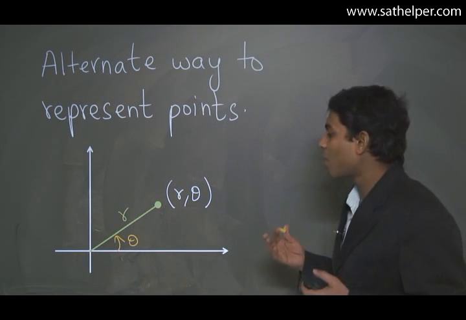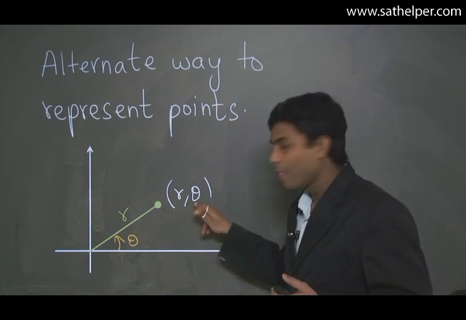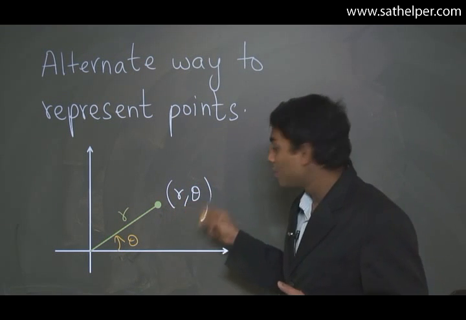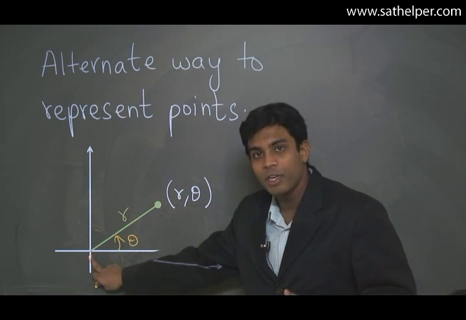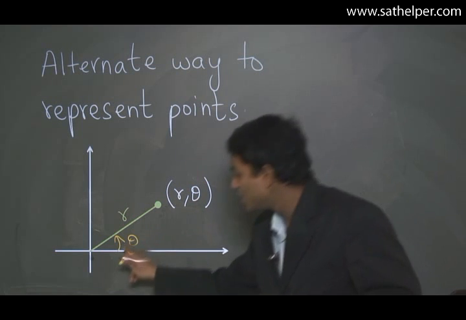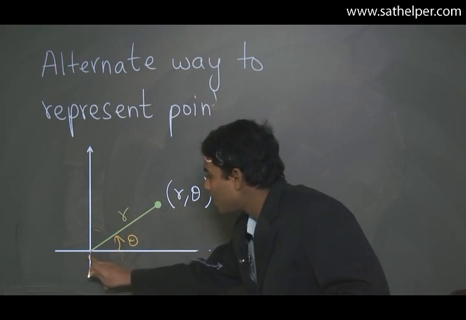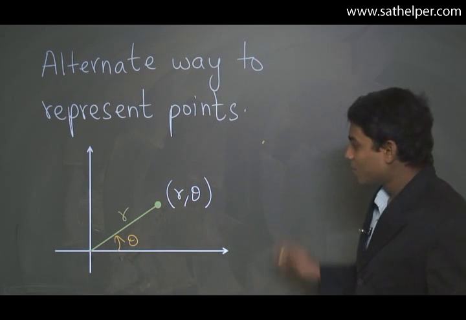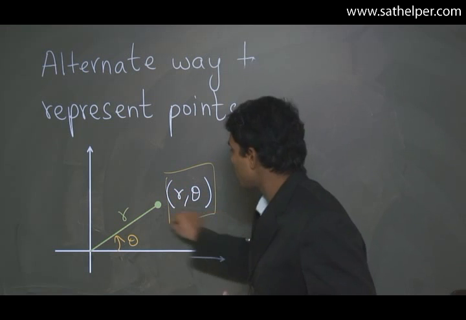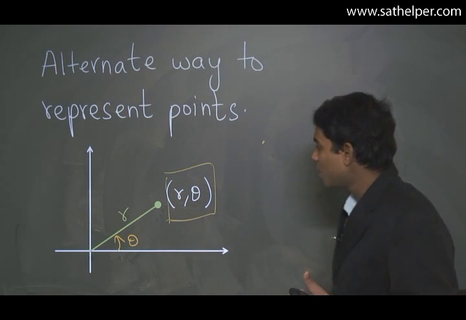Alright, so this is polar coordinates. In polar coordinates you have r, theta representing a point. That is nothing but r is the distance of the point from the origin, and theta is the angle between the x-axis and the line joining the origin and the point. Alright, so that's the summary, the main point of polar coordinates.